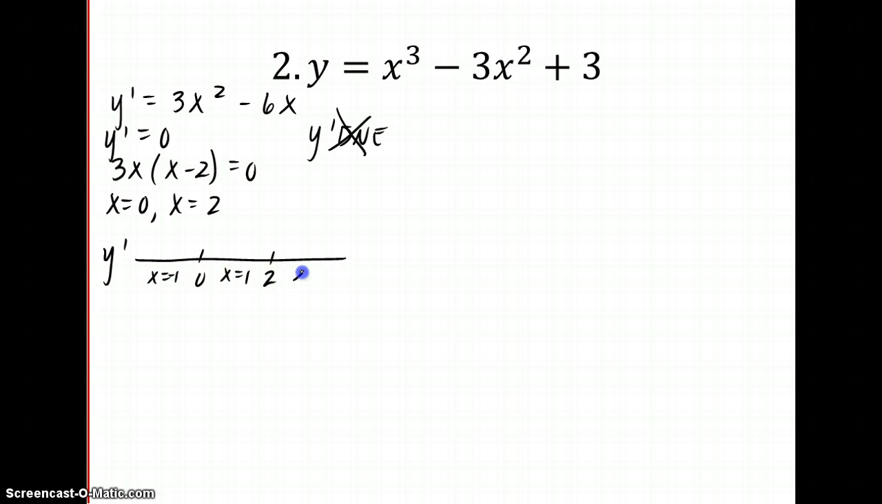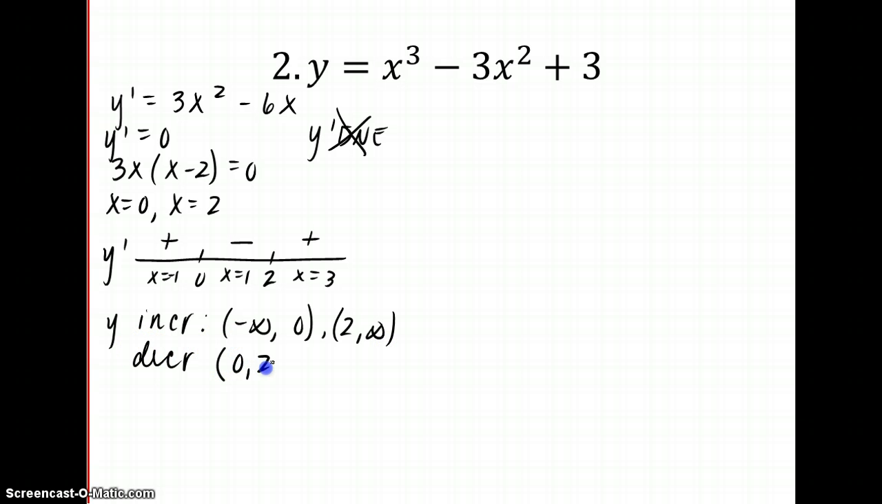-1, 1, and 3. If we plug -1 into factored form, we're getting a negative times a negative, which gives us a positive. Plug 1 in, that interval will be negative. If we plug 3 in, this interval will be positive. So y is increasing from -infinity to 0, and 2 to infinity. Decreasing from 0 to 2.